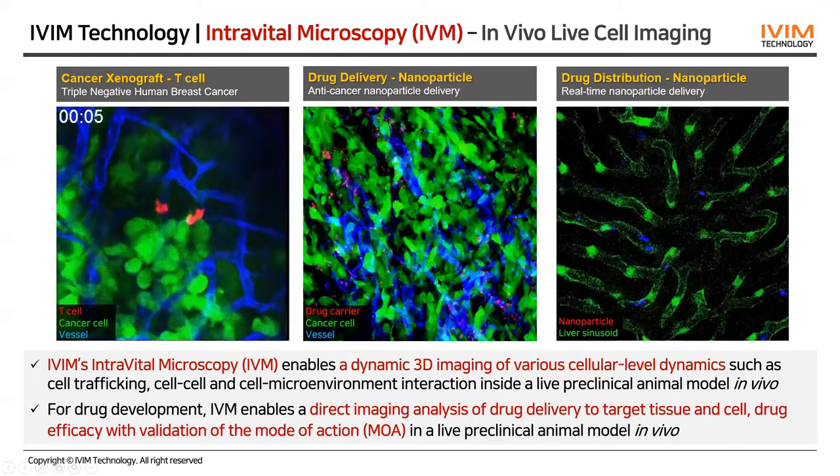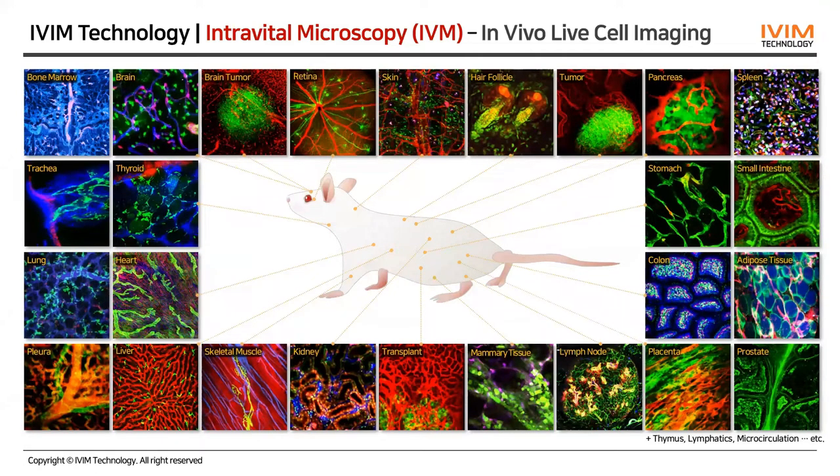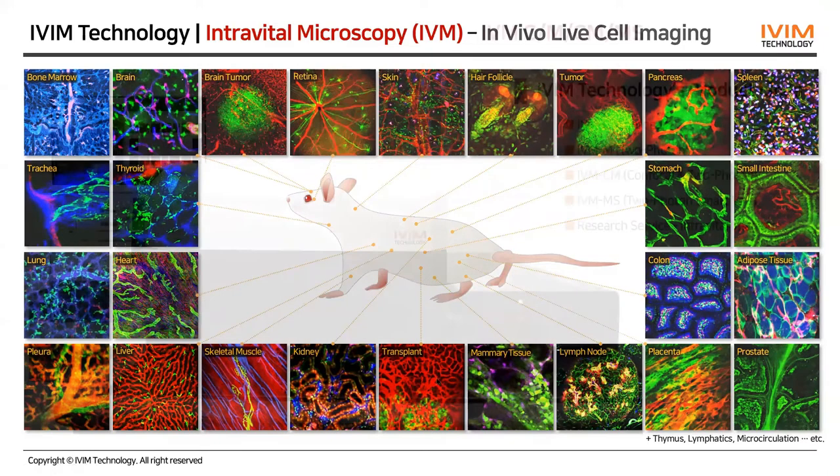So our intravital microscopy has been applied to many, many different internal organs, like brain, bone marrow, brain tumors, also retina, skin, hair follicle in the skin, and some tumor models. Actually, this is a colon cancer tumor model, and pancreas, spleen, stomach, small intestine, colon, adipose tissue, prostate, and placenta in a pregnant mouse, lymph node, mammary tissue, kidney, muscle, liver, heart, lung. All these different organs can be imaged by using intravital microscopy in a live animal model.